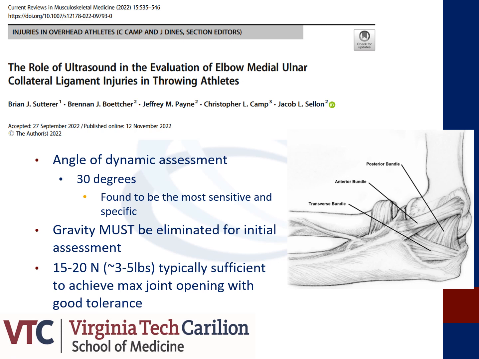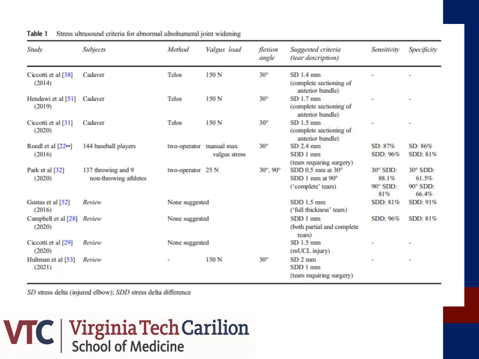This study looked at the role of ultrasound for evaluation of the ulnar collateral ligament in throwing athletes. The most common angle of flexion to utilize for study is 30 degrees. This angle has been found to be the most sensitive and specific for dynamic assessment. You need to be sure to eliminate gravity for your baseline study. And it usually only takes about 3 to 5 pounds of force to achieve maximal joint opening that a patient can tolerate. This is a compilation of studies that have been performed with regards to evaluation of the UCL ligament.